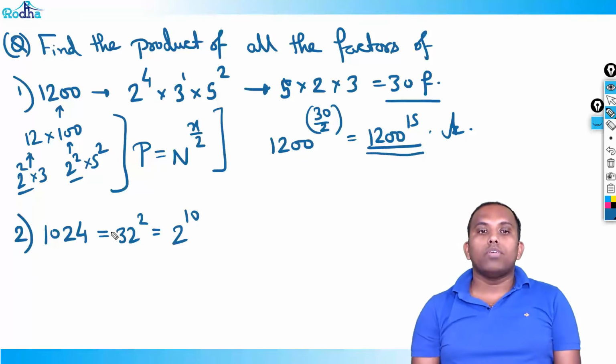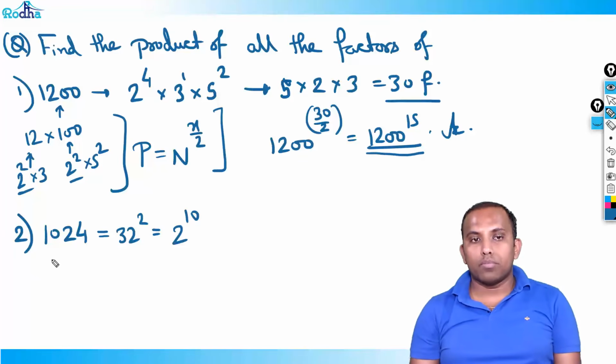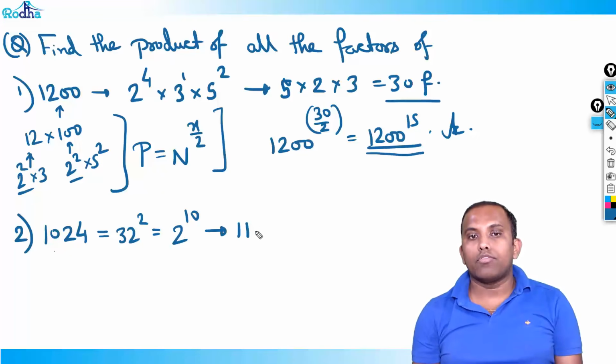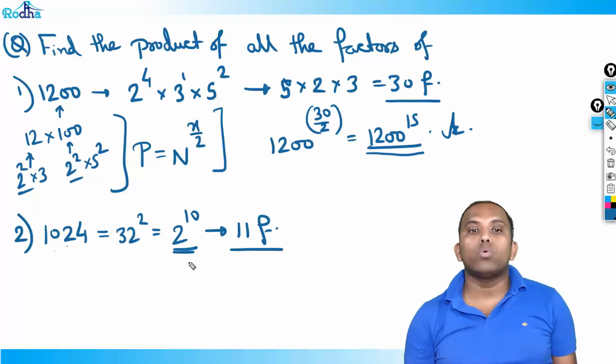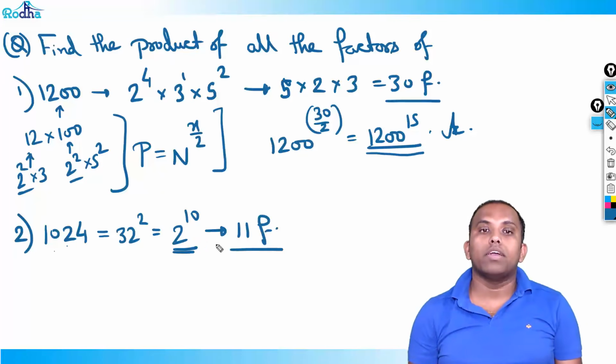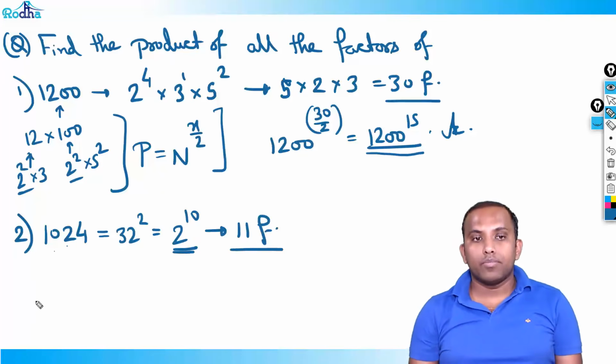Correct. Now, even in the case of a perfect square, what is the number of factors? How many factors? It has a total of 11 factors. If 1024 is 2 raised to 10, it has got 11 factors, right? For finding the number of factors, you always have to convert in terms of prime bases. So 1024 is 2 raised to 10 in terms of prime base, and it has 11 factors.